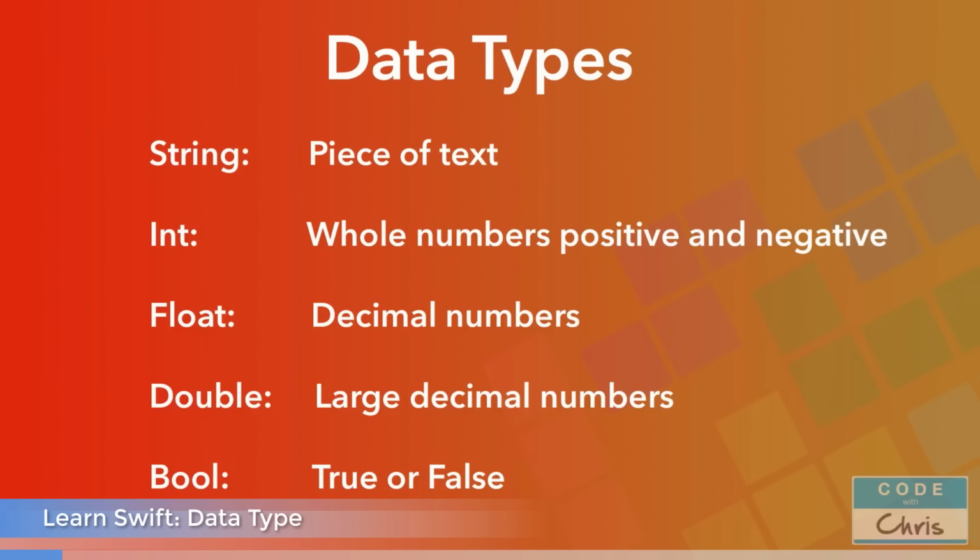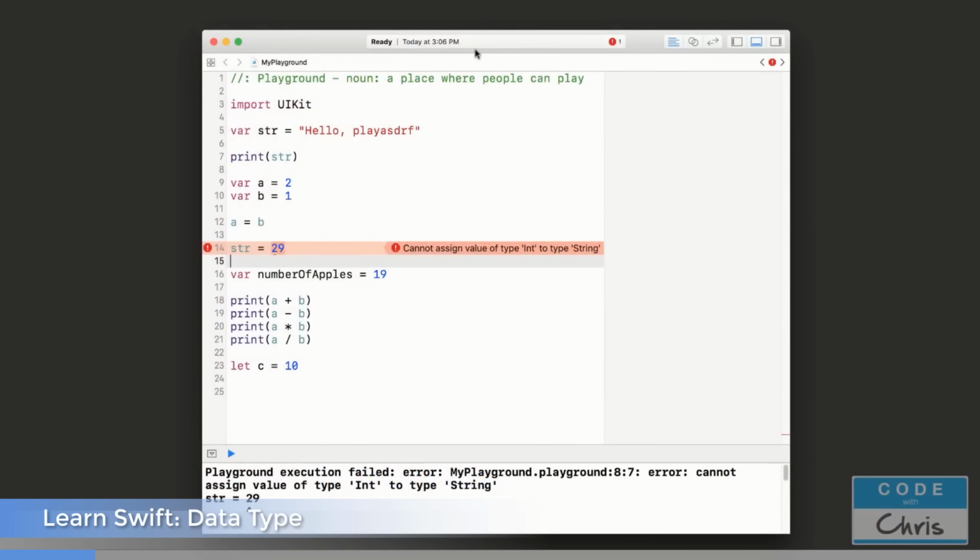Other types of data that you'll commonly be working with are float for floating point numbers or decimal numbers, and then there's double for decimal numbers where the decimal portion may be very large, and then there's Boolean, which represents true or false, or in other words, yes or no. These are some of the more common data types that you'll be using.